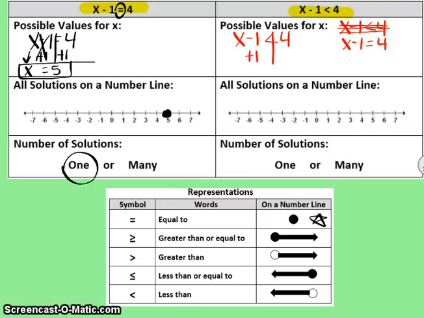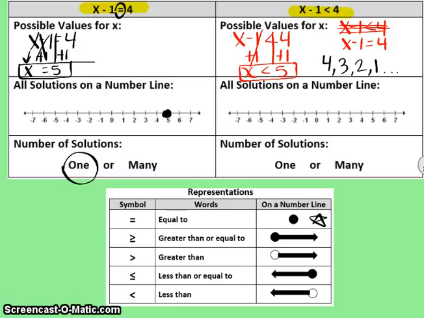Whatever I do to one side, I do to the other side. Negative 1 plus 1 is 0. And then I'm left with x is less than 5. But it says, what are the possible values for x? Well, the possible values are any numbers that are less than 5. So I have 4, 3, 2, 1, and etc.